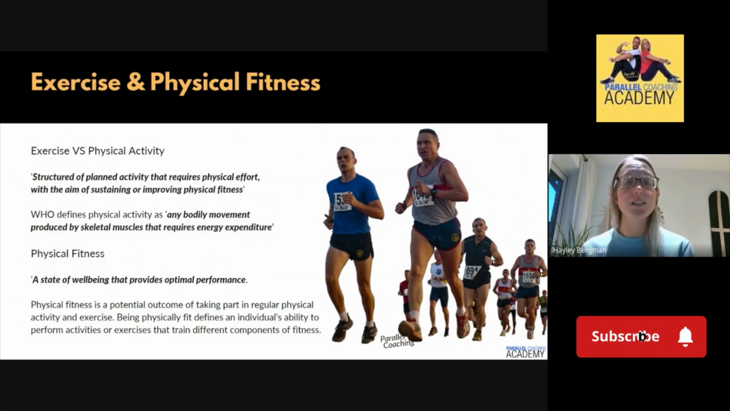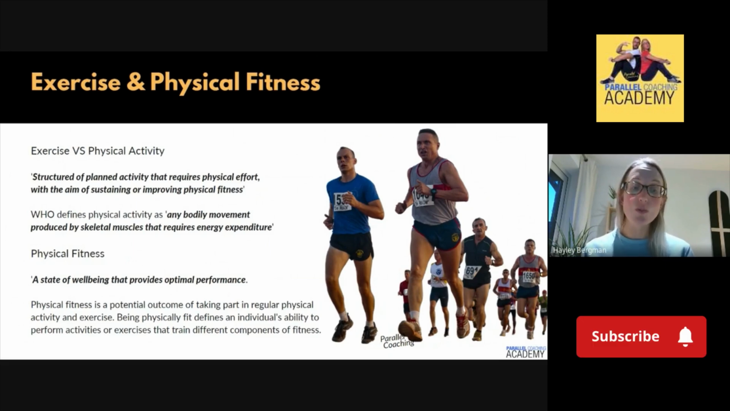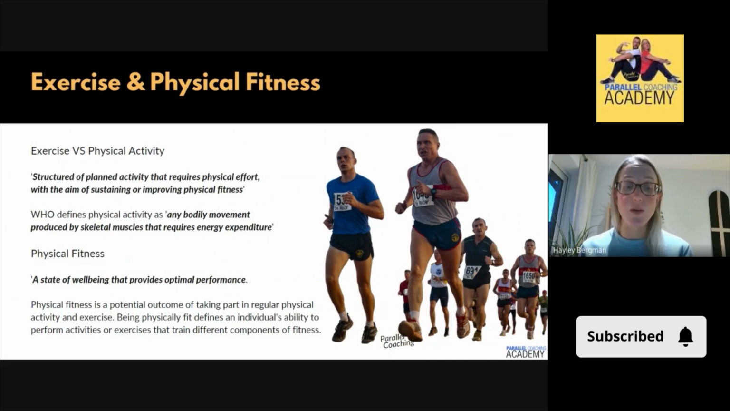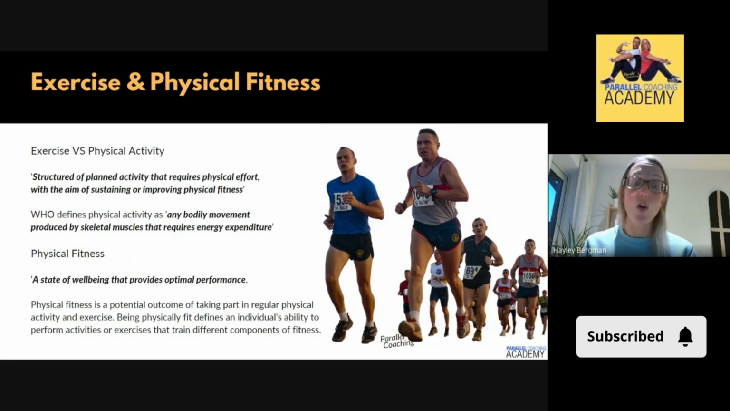Now, physical fitness is different, and this is the key point I want you to look at. Exercise is not fitness. They are actually different. So physical fitness is classed as being a state of well-being that provides optimal performance. Physical fitness is a potential outcome of taking part in regular physical activity and exercise. So we know that exercise is the structured activity. Now we can get fit as a result, potentially, of doing that exercise. So being physically fit defines an individual's ability to perform activities or exercises that train different components of fitness.